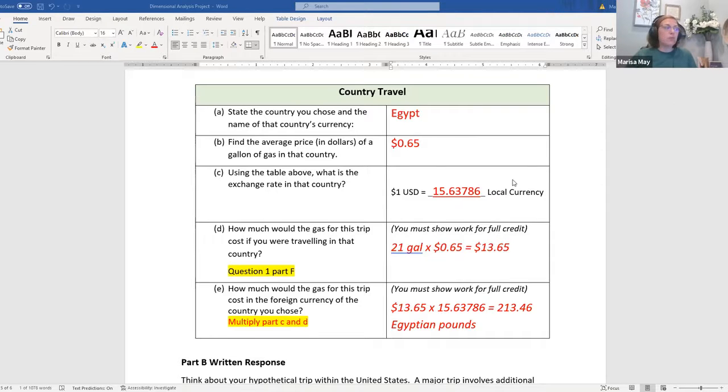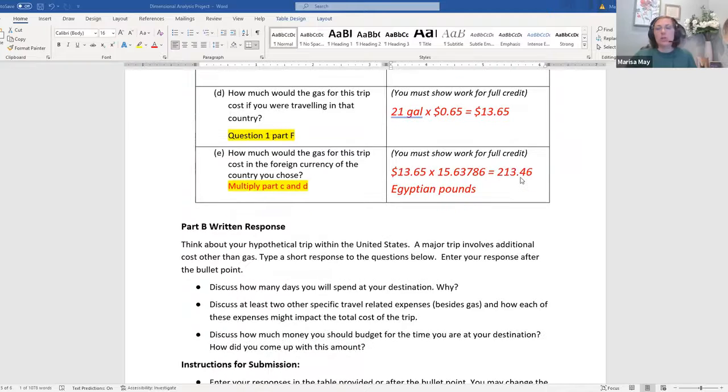Let's look at the written piece that you'll need to make sure you address before you click submit inside of Canvas and upload your document. The written piece talks about other factors that are involved in a trip such as this. So you'll want to address the questions for each of the bullets here. For instance, the first bullet, discuss how many days you'll spend at your destination and why.